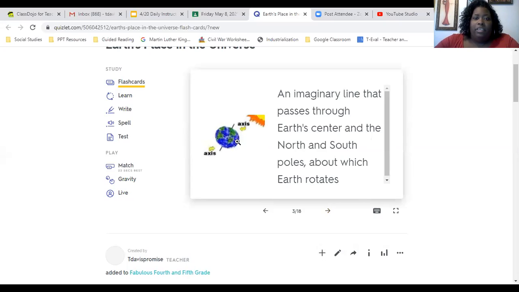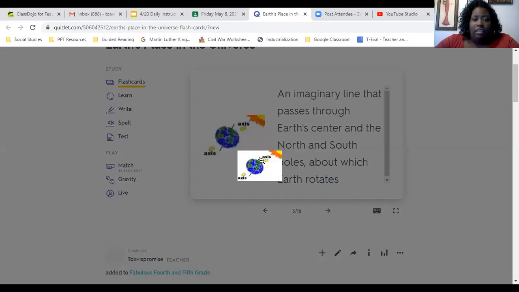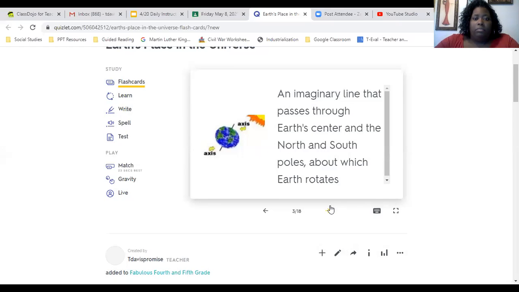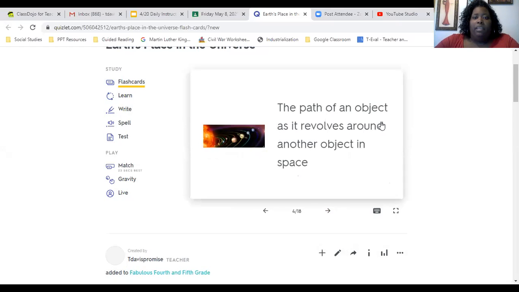Axis. It is the imaginary line that passes through Earth at the center, at the north and south poles, about which Earth rotates. Orbit. The path of an object as it revolves around another object in space.